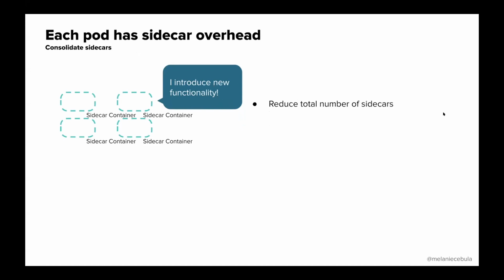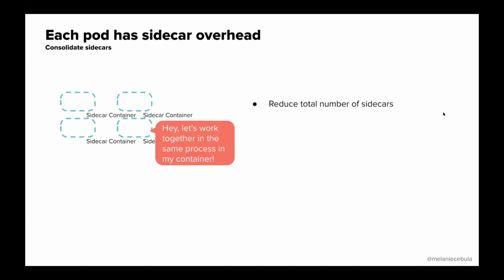One other idea that became significant for us was reducing the total number of sidecars. So instead of just optimizing each sidecar individually, we took a larger look at what's going on here, what all these sidecars are doing, and whether we can consolidate some of this logic that's really similar. So, hey, let's work together in the same process in my container. We're doing the same thing, and now we can get rid of the other one.